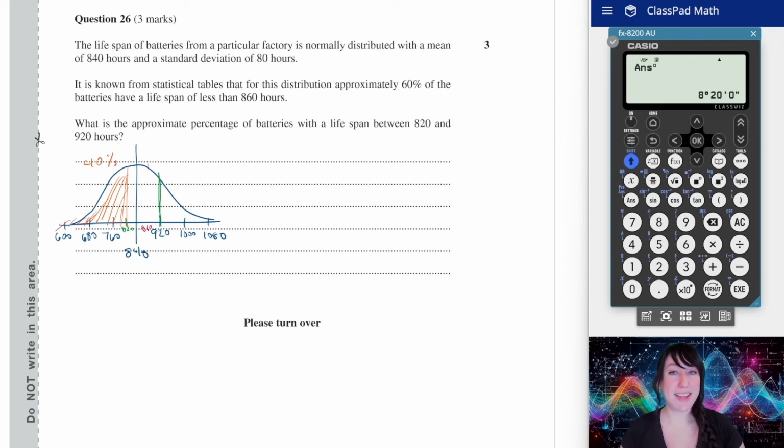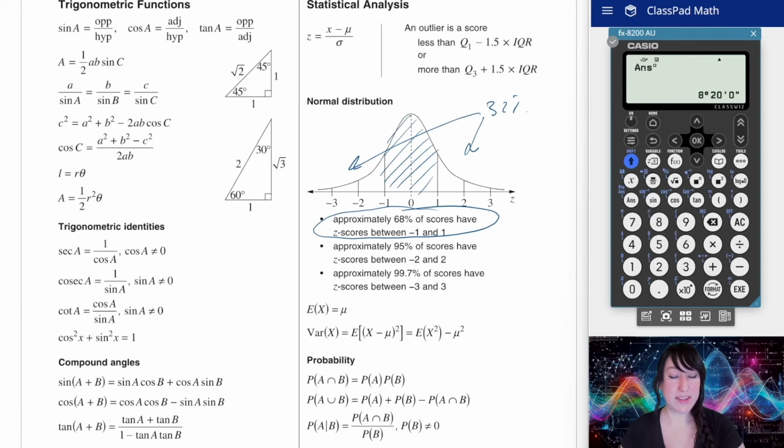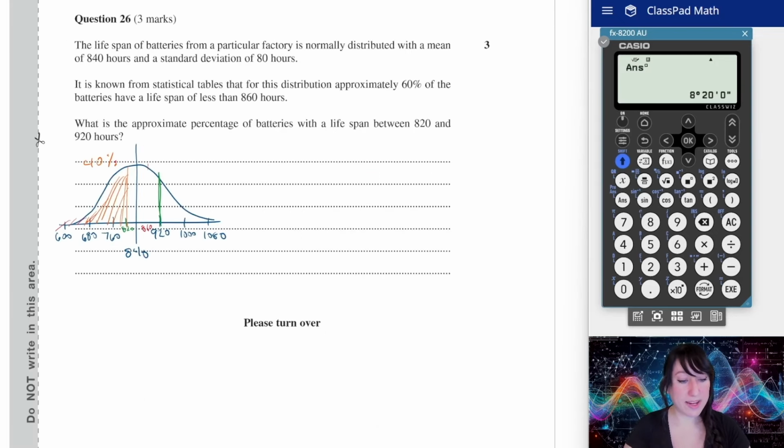Now, as for 920, that's easy because that's on our reference sheets, since it has a z-score of 1. So we can see that 68% of scores are between -1 and 1, which leaves 32% outside in the tails. Symmetrically, that means the top tail is 16%, which means that above 920 is 16%. So between 820 and 920 is 100%, minus 40%, and minus 16%.